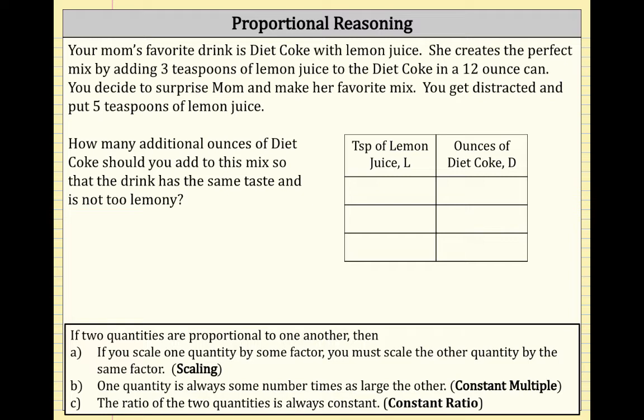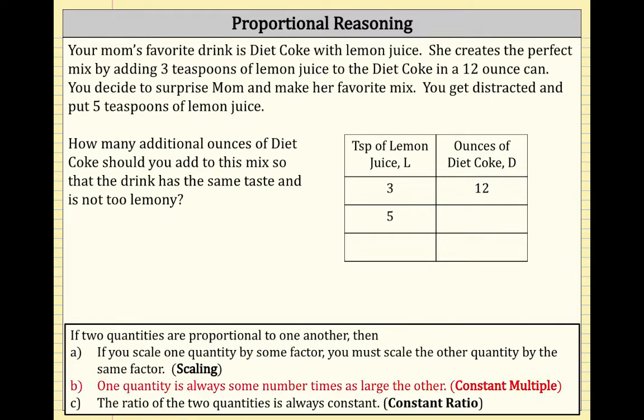So the very first thing we're going to do is define some variables for these quantities. Let L represent the number of teaspoons of lemon juice, and let D represent the number of ounces of Diet Coke. We already have some information in this problem. We know that her perfect mix is 3 teaspoons of lemon juice to 12 ounces of Coke. So that's what's in a full can of Coke. And you put in 5 teaspoons of lemon juice, so you want to make sure the mixture tastes correct.